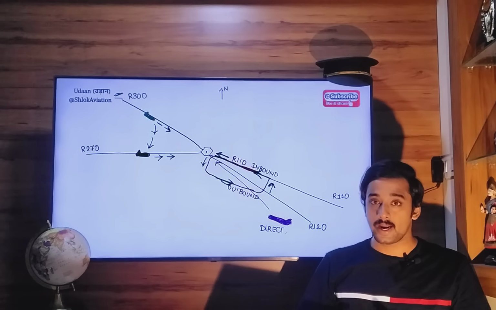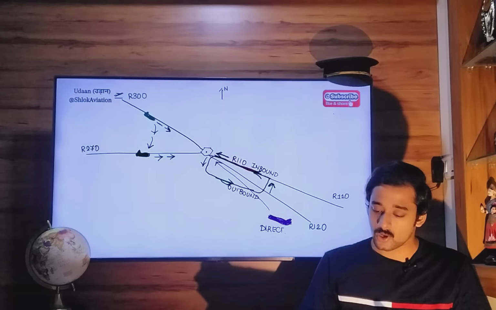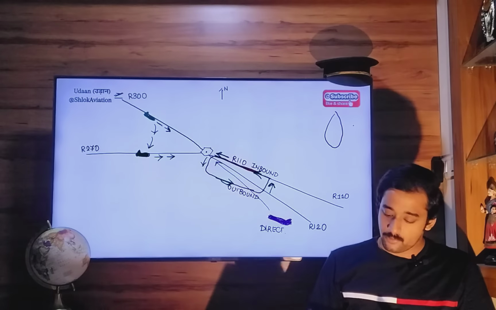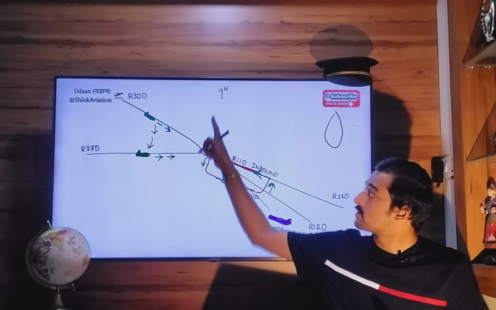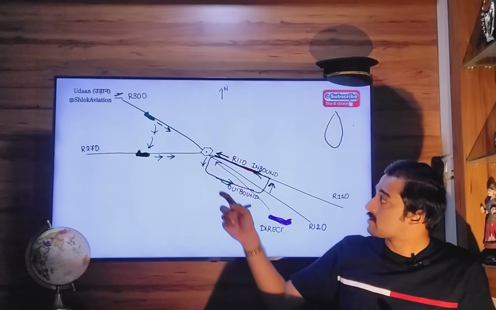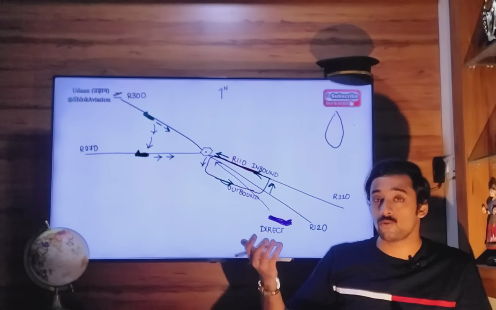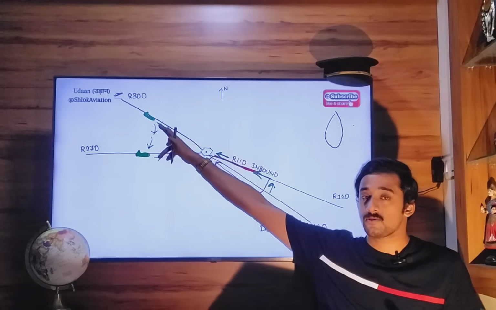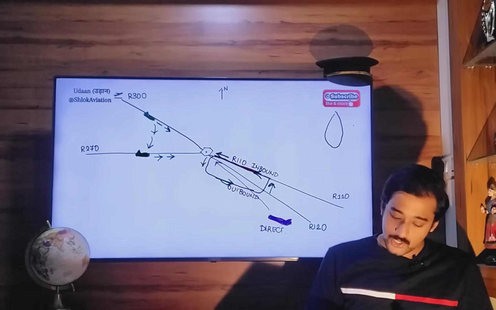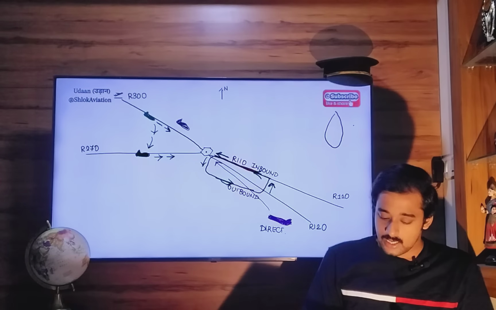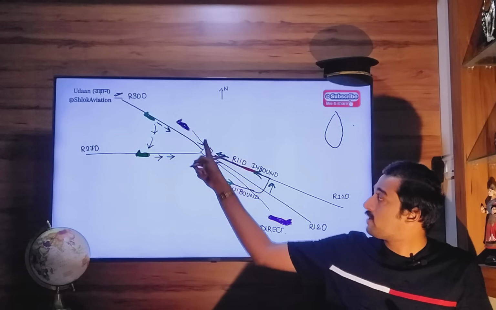Second is teardrop entry. So what is the teardrop entry? It looks like a bubble like this. If you are approaching the station from somewhere here, from the northwest direction, which you would do if you were to approach the station from radial 300, then any aircraft coming from somewhere in the northwest will approach the station like this and then overfly this station.